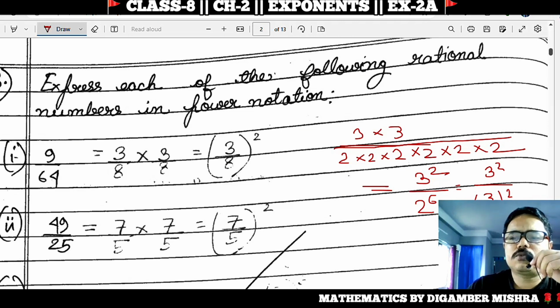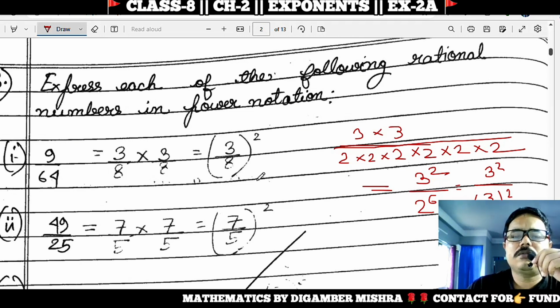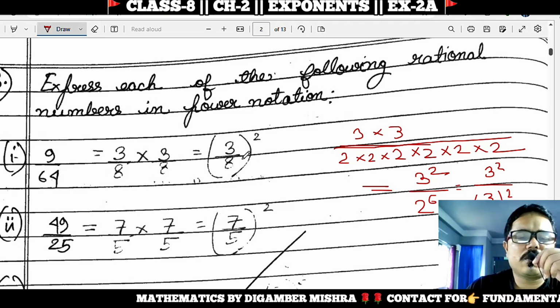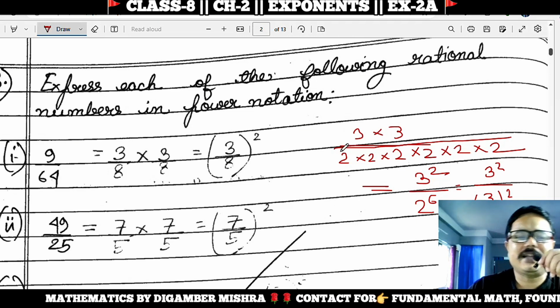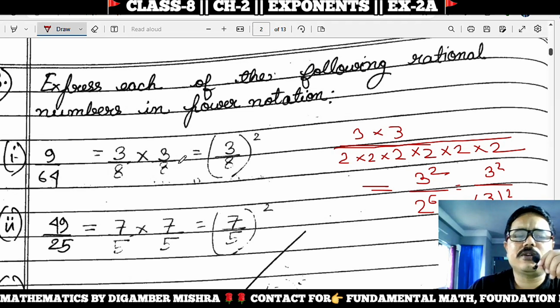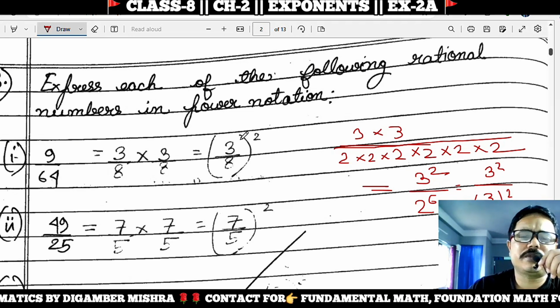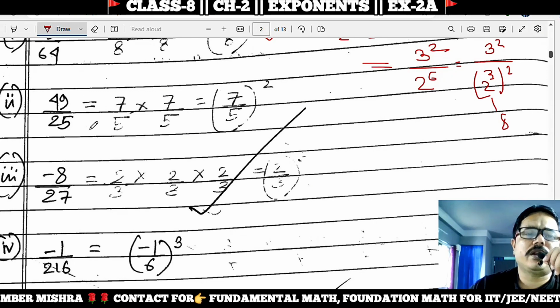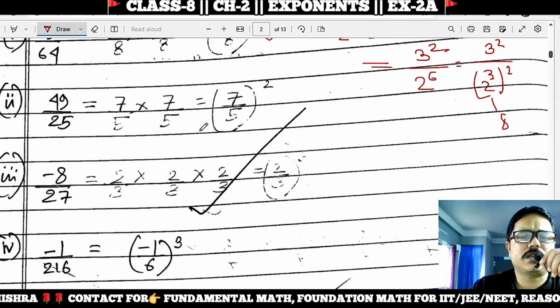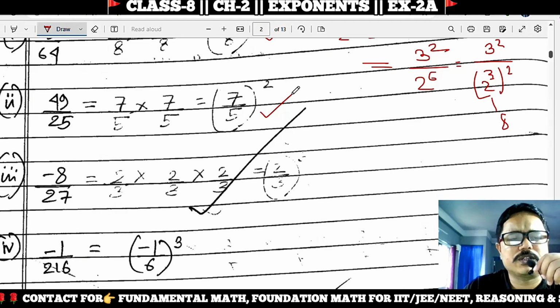That means 2 to the power 3 into 2 is 6, and 2 to the power 3 is what? 8. So in this way 8 square, and now we can write as per the exponent law 3 by 8 whole square. But you don't have to go into detail like this. 8 square is 8 into 8 is 64, 3 into 3 is 9, so 3 by 8 whole square, it's right, no problem. 49 upon 25, so 7 by 5 into 7 by 5, 7 by 5 whole square.